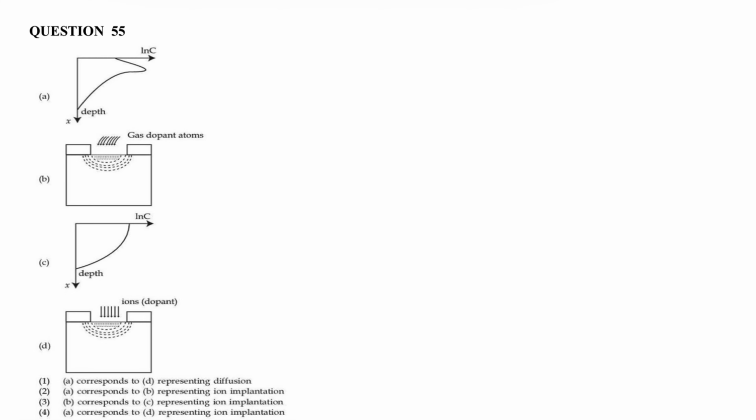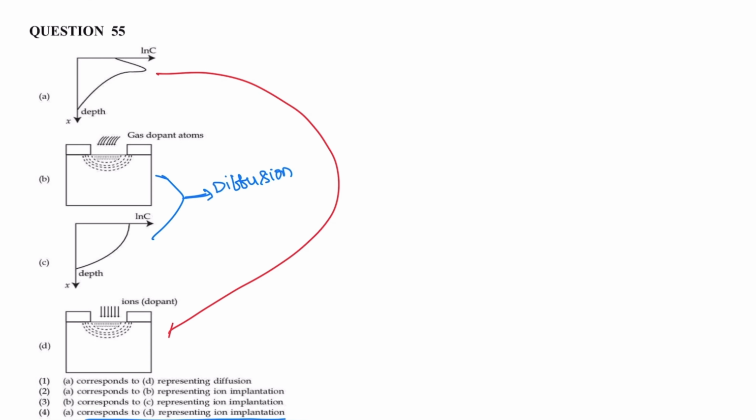From the given question, figure A and figure D correspond to ion implantation, whereas figure B and figure C correspond to diffusion. So figure A and D correspond to the ion implantation process. Correct option is 4.